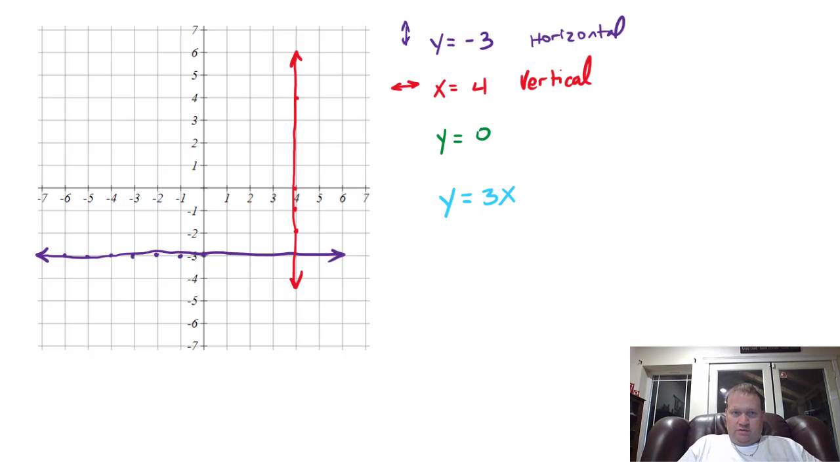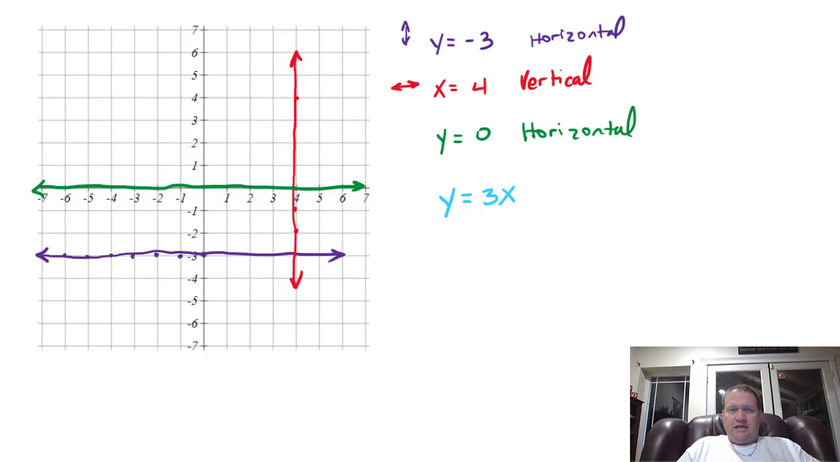Now, let's take y equals 0. Y equals 0 says don't go up or down any, which means we're always on this line here. And it's going to be this line. This is y equals 0. It goes right through the origin. It stays on the x-axis. Okay? It goes through the origin, and it's horizontal.